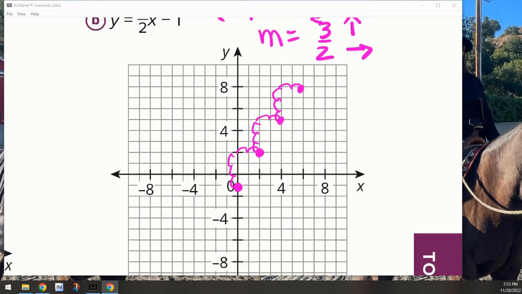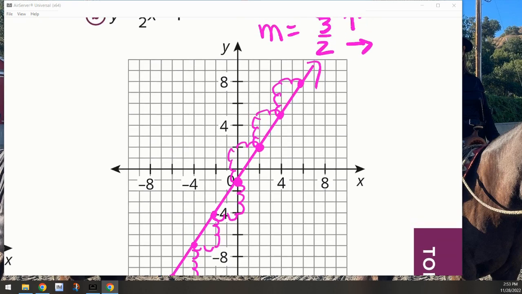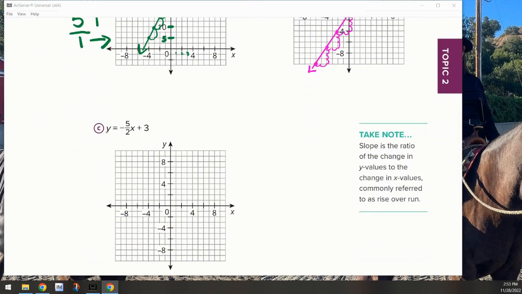Can't go up 3, but I could go backwards. I can go from the y-intercept. I can go down 3. 1, 2, 3. And over 2. Down 3. 1, 2, 3. Over 2. Down 3. 1, 2, 3. Over 2. And then draw a line that goes through each one of these. And voila. Okay.